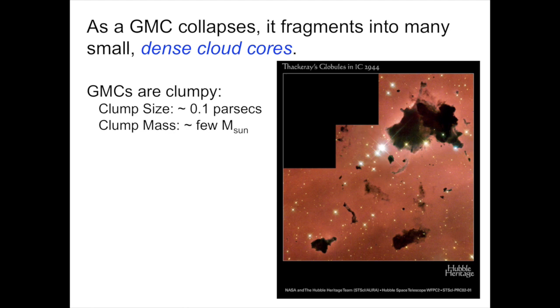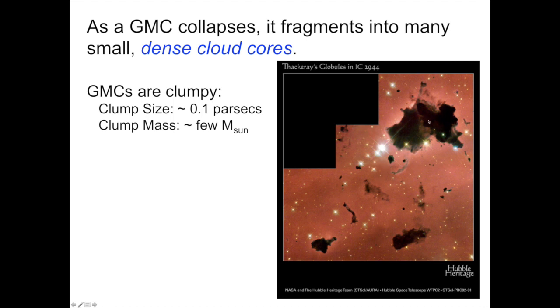Giant molecular clouds are clumpy. This typical clump size is about 1/10 of a parsec, and the clump masses are a few times the mass of the Sun. Notice this is important. We see in this picture over here on the right Thackeray's globules in the star cluster IC 2944, this gorgeous Hubble Space Telescope picture. The bright red background you see is ionized gas lit up and fluoresced by hot stars in the region, but the dark clouds are little fragments of molecular gas clouds. You can see that they're irregular in shape. The masses of these are a few times the mass of the Sun, and they're a fraction of a parsec across.